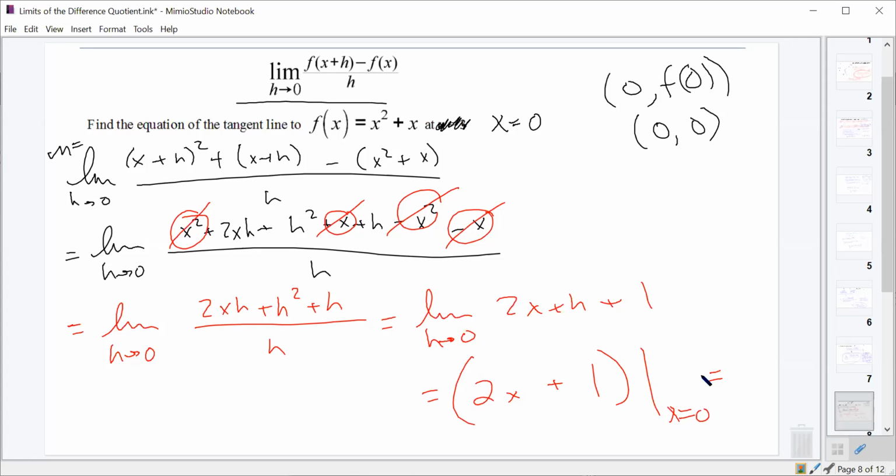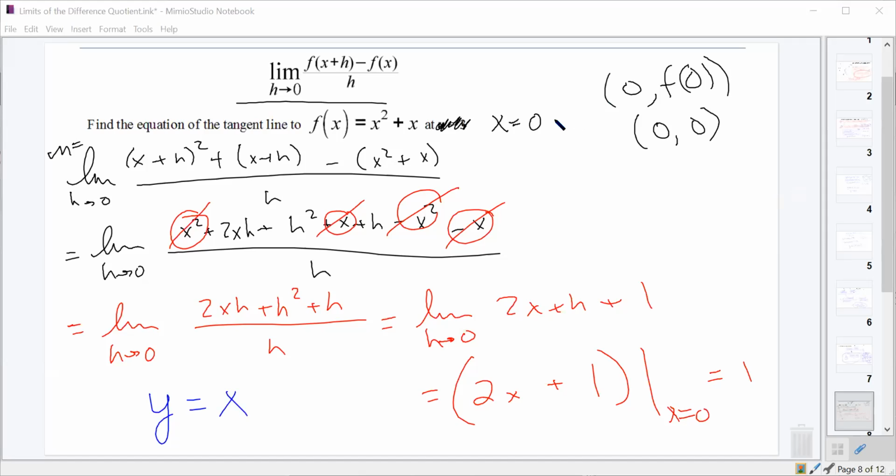What do we get? We get a slope of 2 times 0, which is 0, plus 1. So the tangent line to x squared plus x should have a slope of 1 and should go through the point 0, 0. Well, that should just be the equation, what? y equals x, shouldn't it? Yeah, all right, cool.